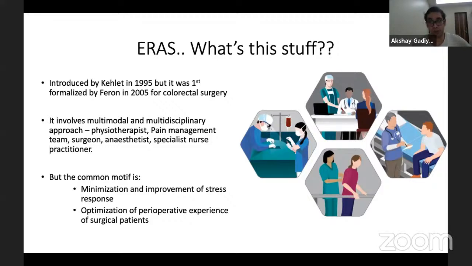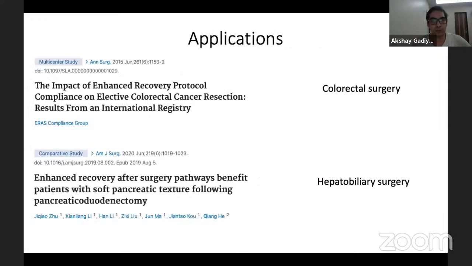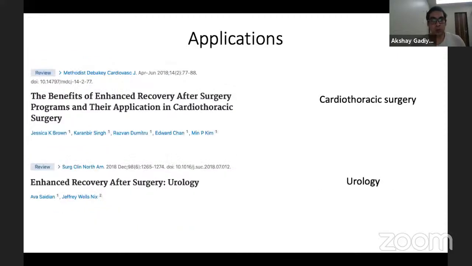The common motive of all these protocols is to minimize and improve the stress response and optimize the perioperative experience of surgical patients. Now, the whole idea of ERAS revolves around maintaining the homeostasis of the patient in the perioperative period. The applications of ERAS have been wide in the surgical field. It has been widely utilized in colorectal surgery as well as hepatobiliary surgery, cardiothoracic surgery, as well as urology, and all the faculties or super specialties of the surgical field have found ERAS to be really a game changer in perioperative care of patients.